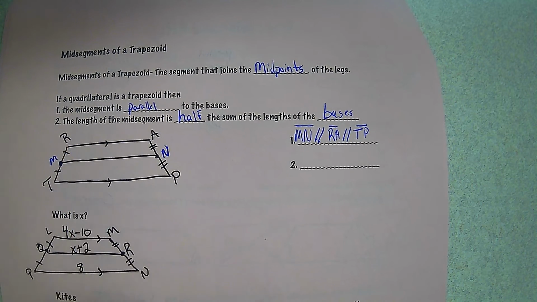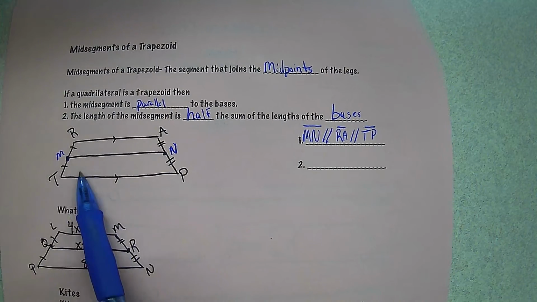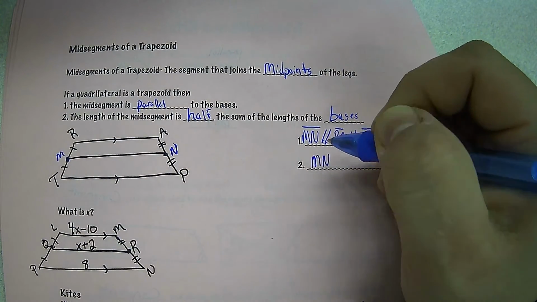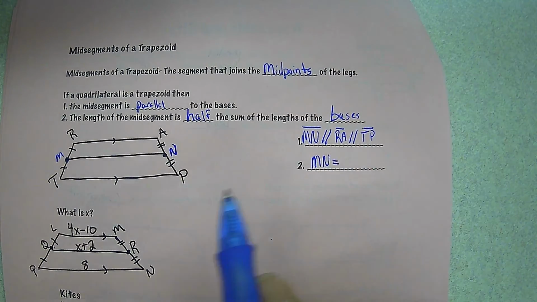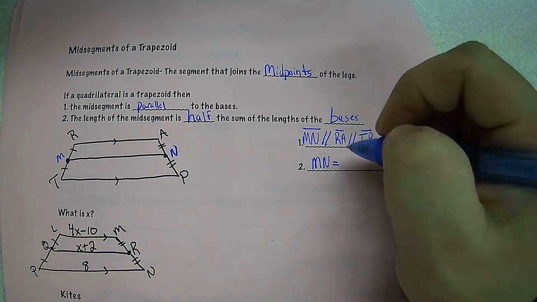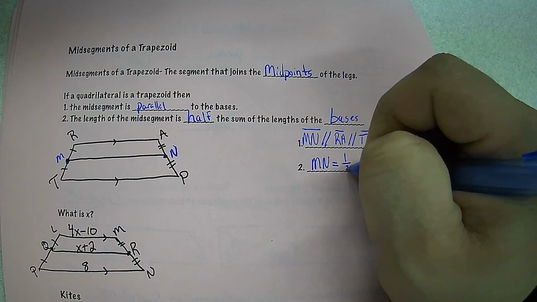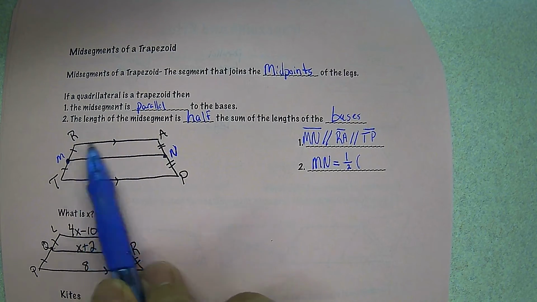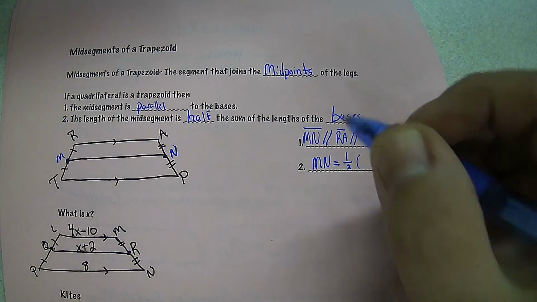Now let's look at the second part, the length of the mid-segment. So let's call that MN. It is going to be equal to half of the sum of the bases. So if I add up the length of RA and the length of TP.